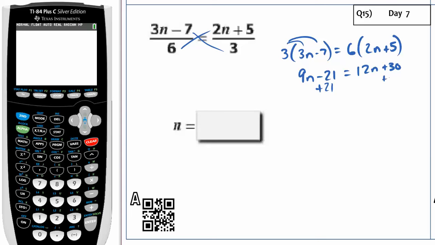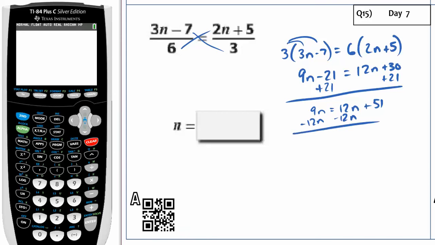So plus 21 on both sides, plus 21. I get 9n equals 12n plus 51. Subtract 12n from this side, and I end up with negative 3n is equivalent to 51. I'm going to divide both sides by negative 3, and then I get n equals negative 17. Okay, negative 17 is my solution.